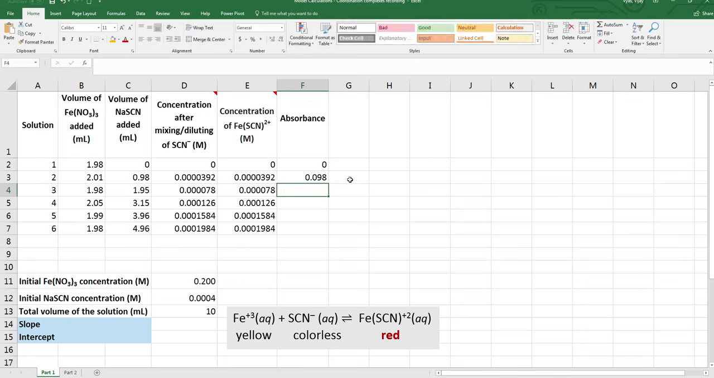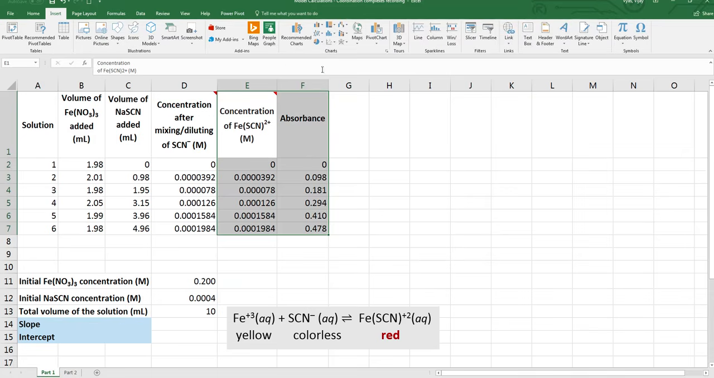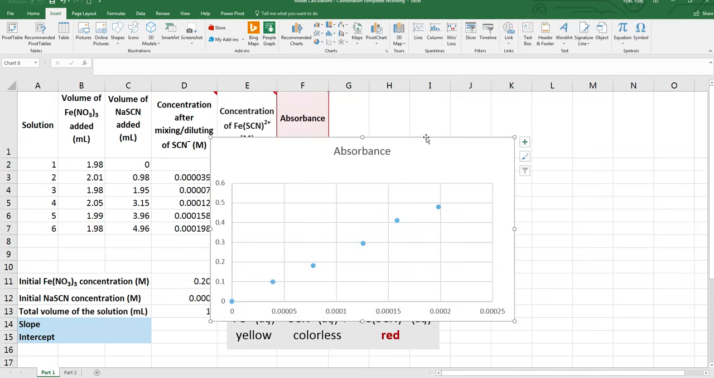0.098, 0.181, 0.294, 0.410, and let's say 0.478. All right. So you have the concentration, you have the absorbance, and next what we will do is we will plot them. So insert and then a scatter plot.